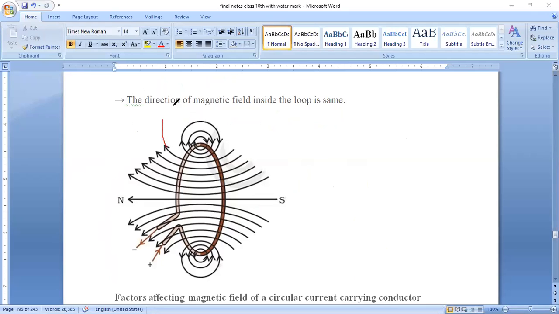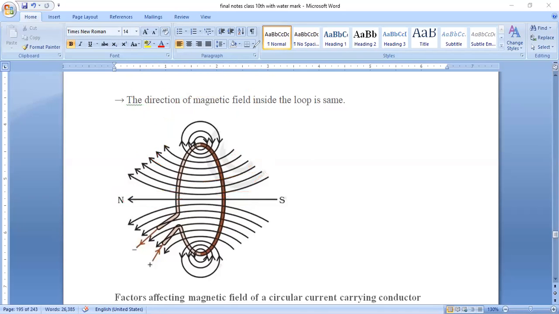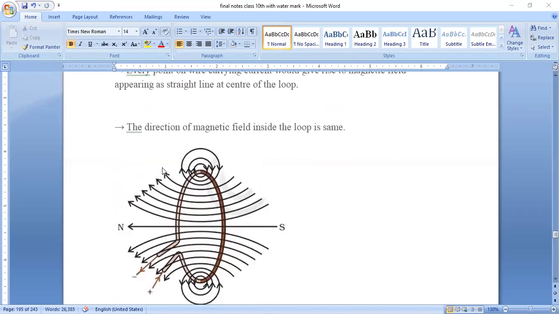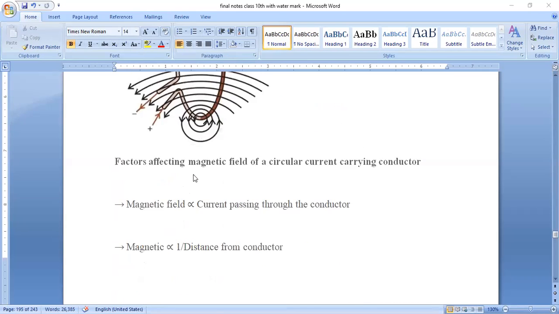See, actually these all are continuous. This is also continuous. So when you see at the center point, the field will look like a straight line. And the direction of the magnetic field inside the loop is the same. Inside the loop, the magnetic field is the same at all the points.